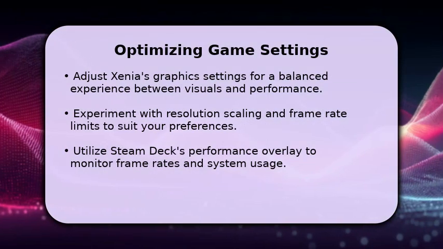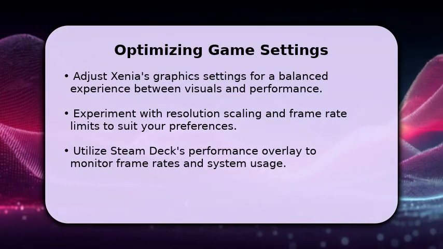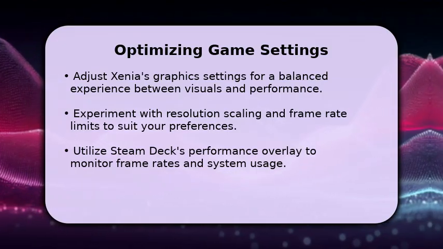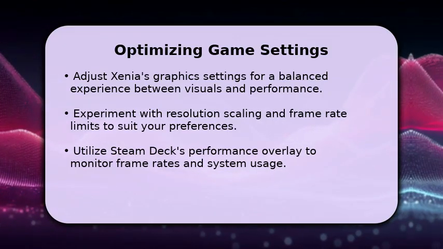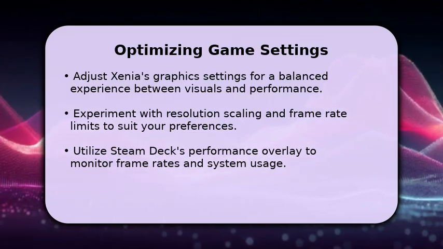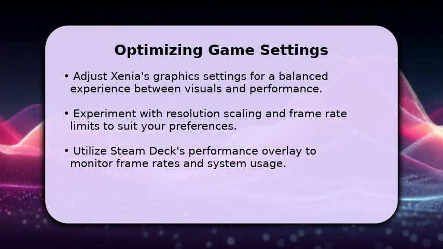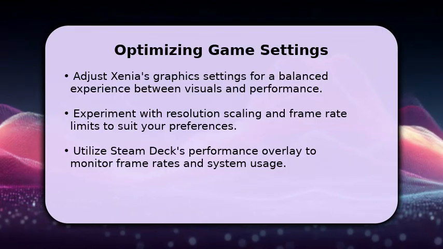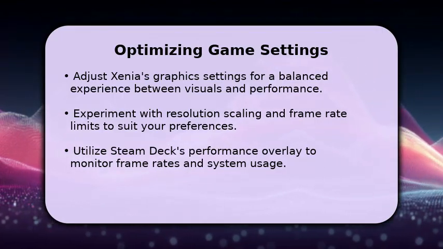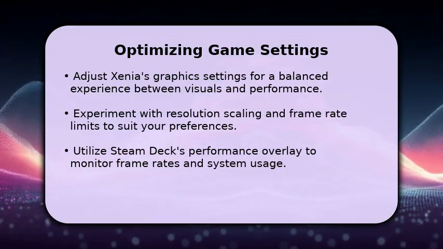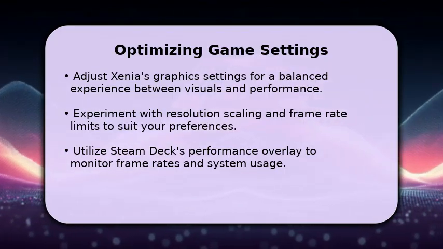For the best experience, you might want to fine-tune Xenia's settings. Access the emulator's configuration menu to adjust graphics options, aiming for a good balance between visual quality and smooth performance. Consider lowering the resolution scaling slightly if you encounter any slowdowns, or capping the frame rate to 30 frames per second for consistency. Use the Steam Deck's built-in performance overlay to monitor your frame rate and system resources in real time.